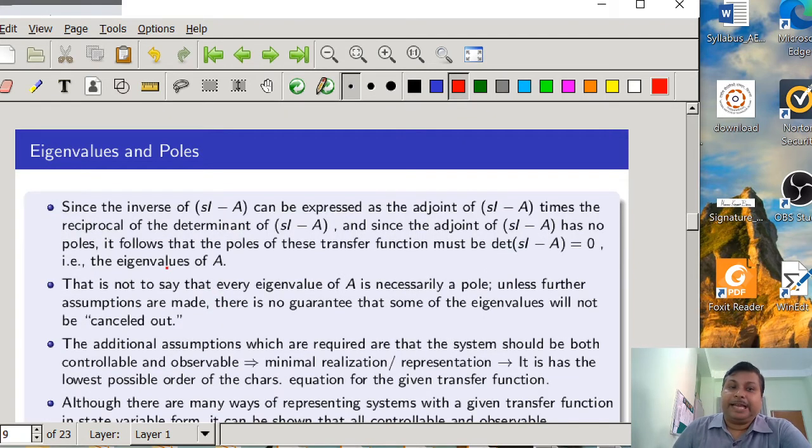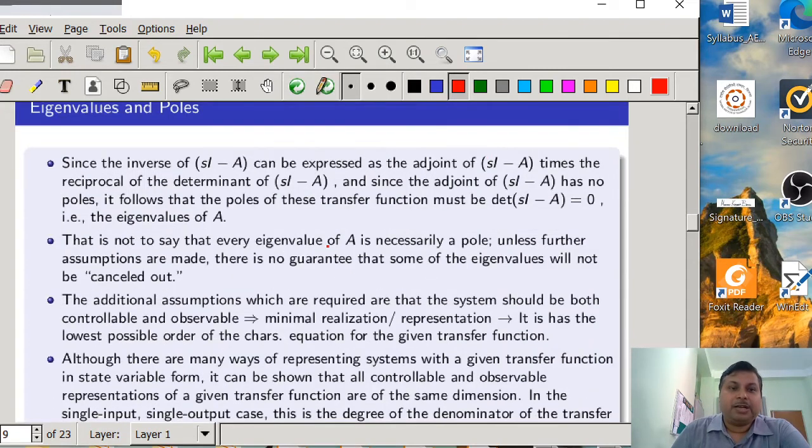This is a very important statement: this is not to say that every eigenvalue of A is necessarily a pole. Unless further assumptions are made, there is no guarantee that some of the eigenvalues will not be cancelled out. So cases can exist where the eigenvalues of A will not be the poles of the system. If pole-zero cancellations are there in a transfer function, then the eigenvalues of A may differ from the poles of the system.